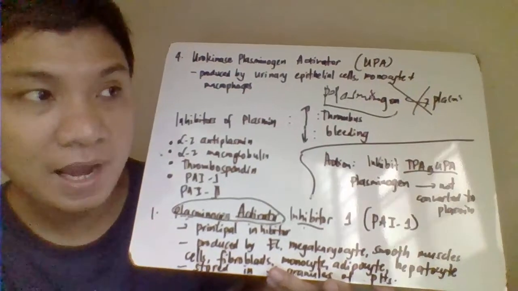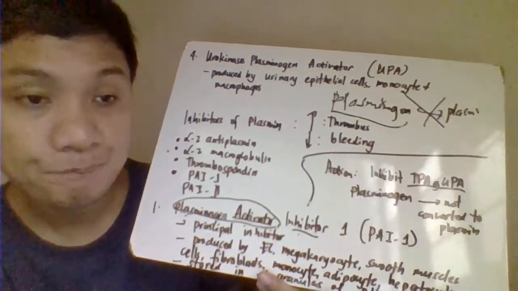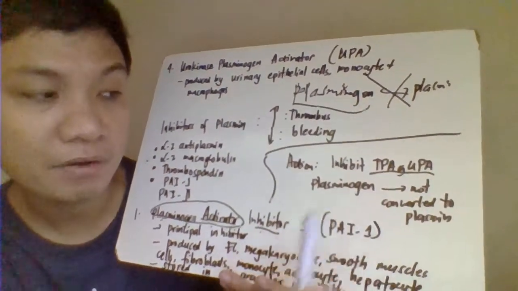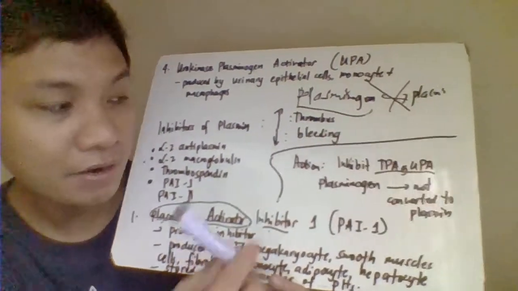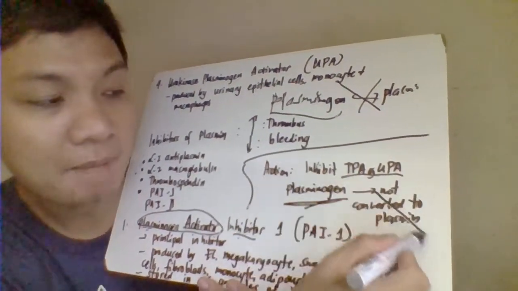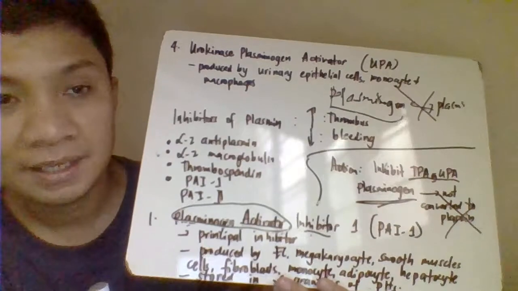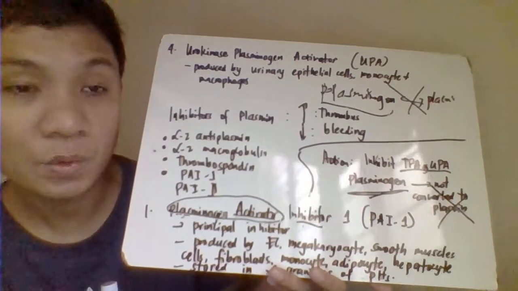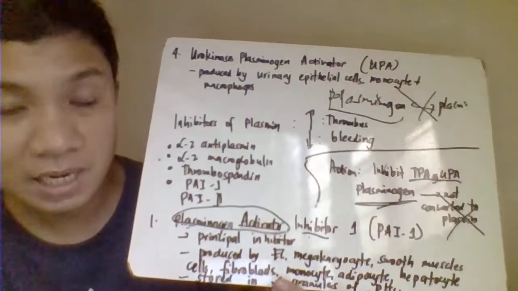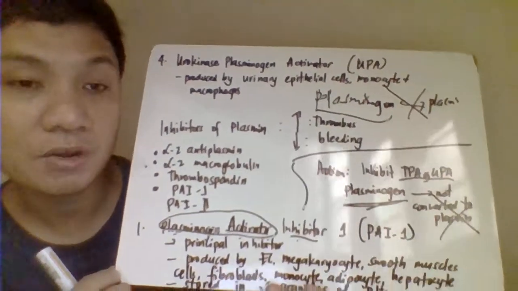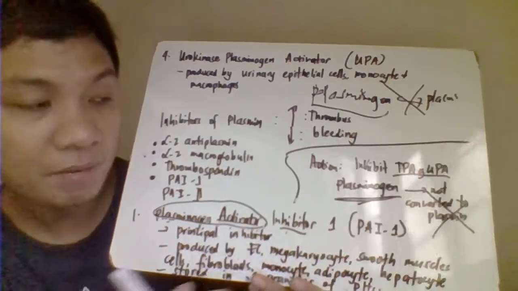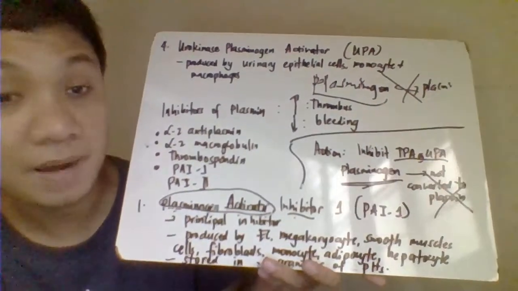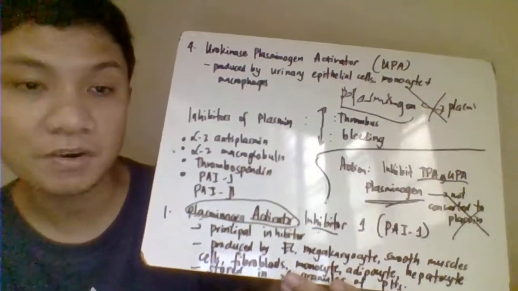Okay, and therefore, pag wala kang TPA and UPA, your plasminogen will not be converted to your plasmin. And therefore, plasminogen ka lang, wala kang plasmin. Wala kang plasmin because your PAI-1 tends to digest, neutralize the activity of the UPA and your TPA. And therefore, plasminogen ka lang, hindi siya magiging plasmin in the presence of your PAI-1.